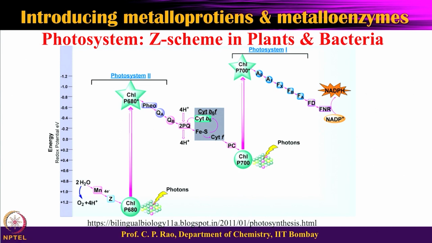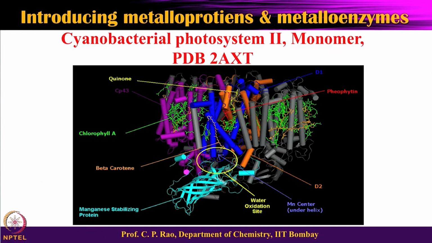So, let us focus at this particular thing, what happens in this. So, before going to that, just not to frighten you, this is the kind of a photosystem, cyanobacterial photosystem 2, huge protein. We are interested in this particular region where circled, where the tetranuclear manganese cluster is involved.